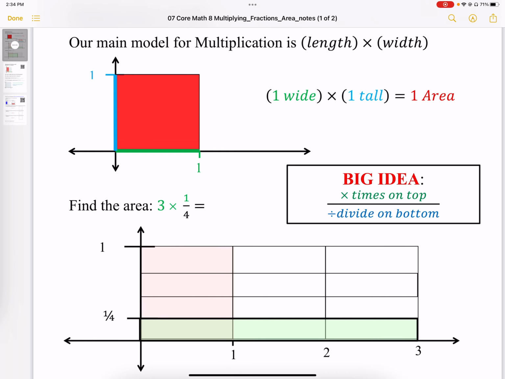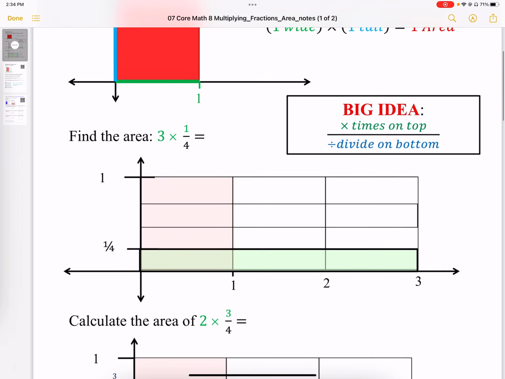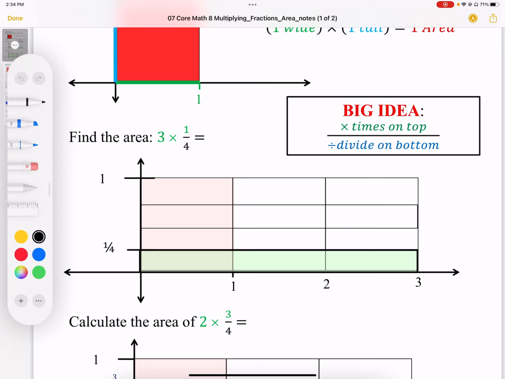So when we're looking at 3 times 1 over 4, we're looking at the area of a length of 3 times the width of 1 over 4. So when I look at my picture here, along this horizontal represents a length of 3. Okay, maybe I'll color code this. So along that length, we have a length of 3. And along the width, we're going to have the width of 1/4. So this represents the height of 1/4. So that green area represents the answer.